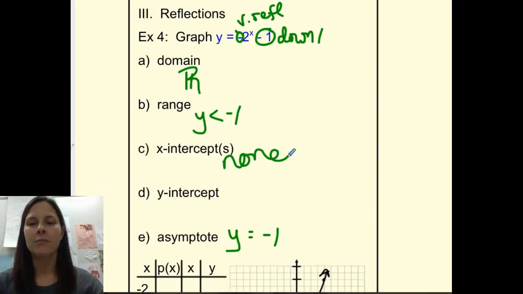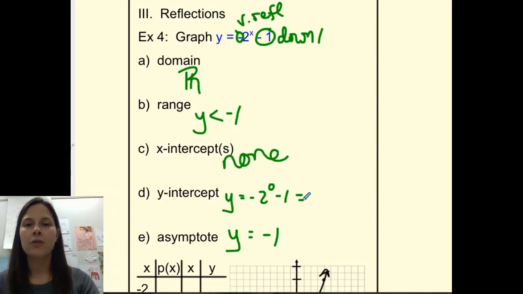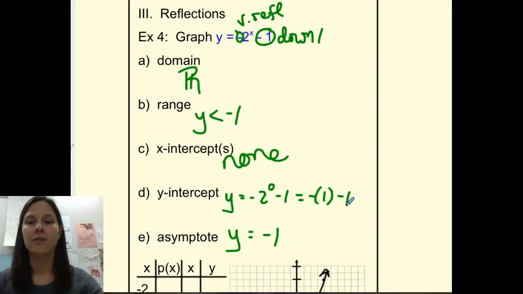Our y-intercept, substituting 0 for x, solving for y. Be very careful with order of operations on this one. Exponents come before multiplication. This is not -2 to the 0 power. This is 2 to the 0 power, which is 1, then multiply it by a negative, so you get -1, minus 1 is -2.